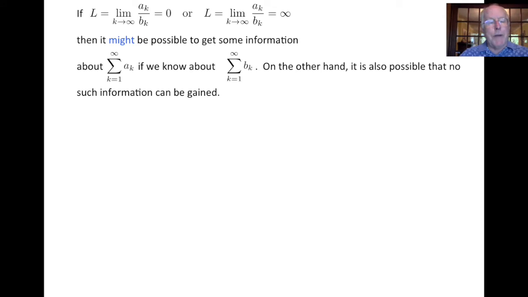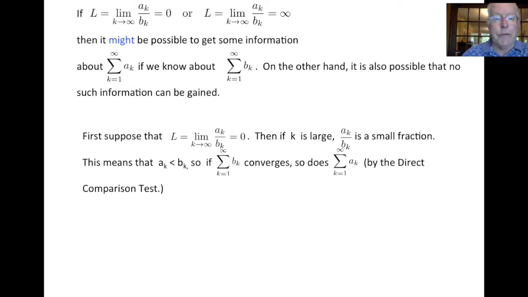Now, finally, we talked about the care needed if you have a limit of 0 or infinity. And this can arise sometimes. Often it arises from maybe a non-optimal choice of the series BK to compare to. In these cases, it might be possible to get some information, but you've got to be careful. So let's suppose we know about the BK series, want to find out about the AK series, and let's see how we can use this kind of information.